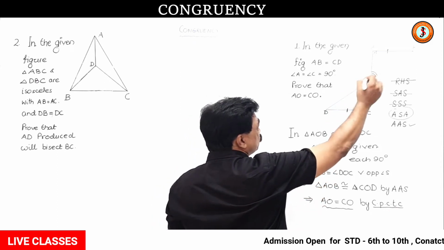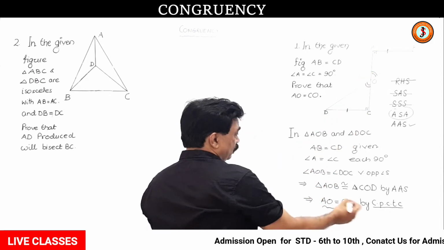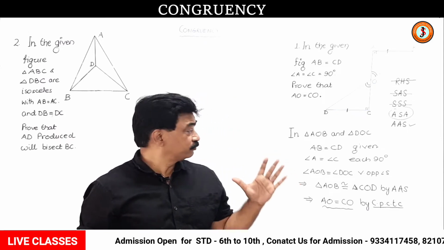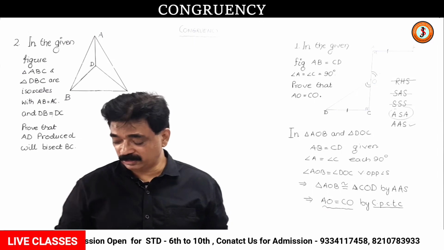It may be asked also to prove that BO is equal to DO. Since the triangles are equal in all respects, BO will be equal to DO. So this is the first question done for you children. Now we come to the second question.